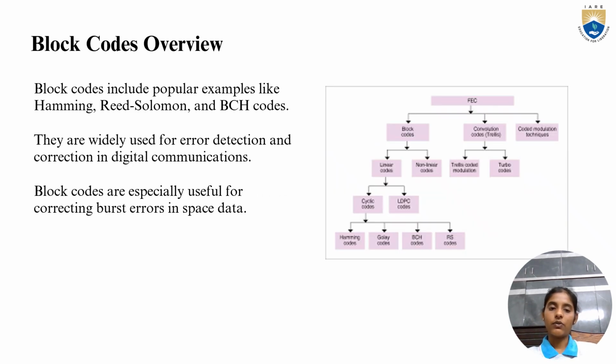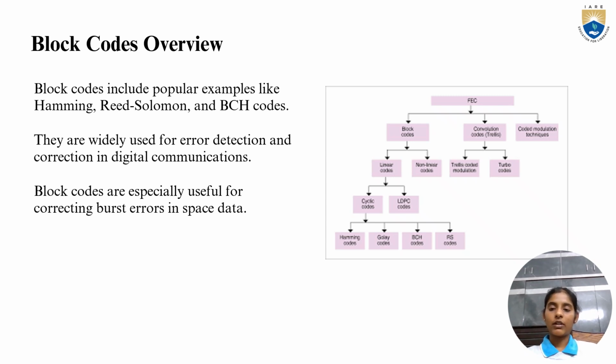Block codes overview. Block codes, including popular examples like Hamming, Reed-Solomon, and BCH codes. Block codes are a type of error-correcting code that divides data into fixed-length blocks and adds redundancy to each block. Fixed block length: data is divided into blocks of fixed length. Each block contains redundant bits for error detection and correction. The code rate is the ratio of data bits to block length.